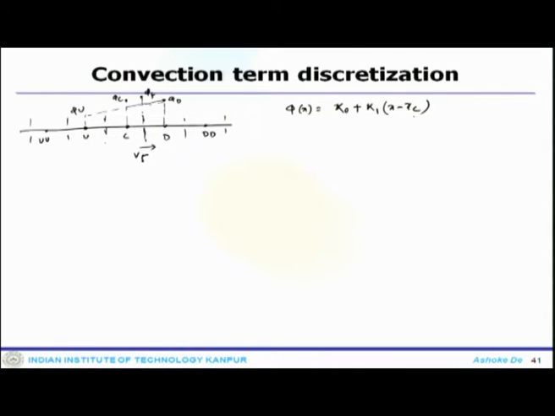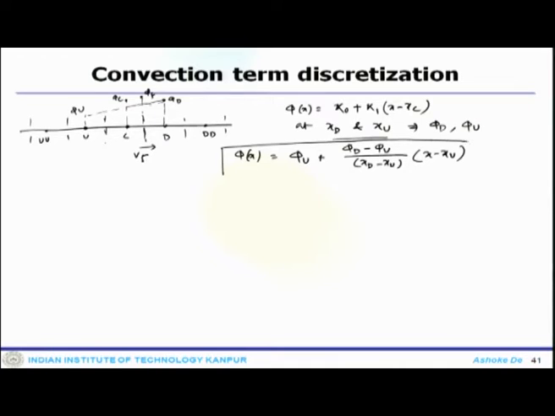This is how it takes into account, and the function definition is k naught plus k 1 times x minus x e. Using the values at x d and x u, corresponding to phi d and phi u, you get phi x equals phi u plus (phi d minus phi u) divided by (x d minus x u) times (x minus x u). That is the function that you get.